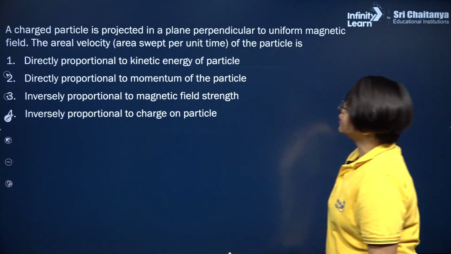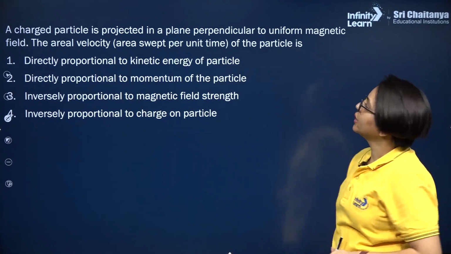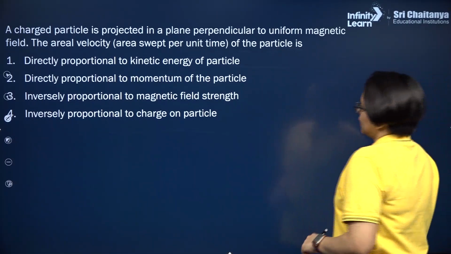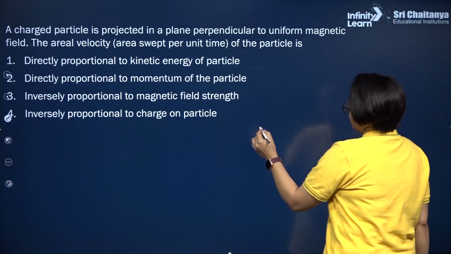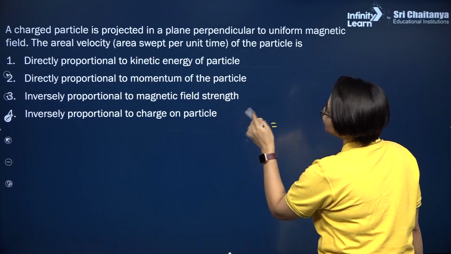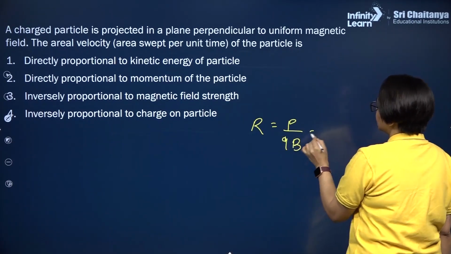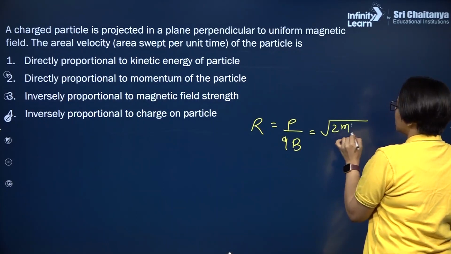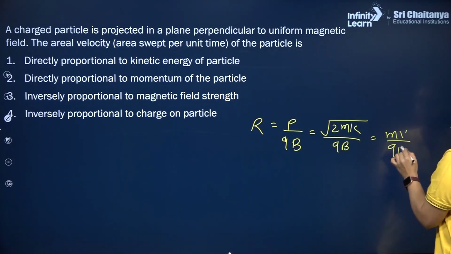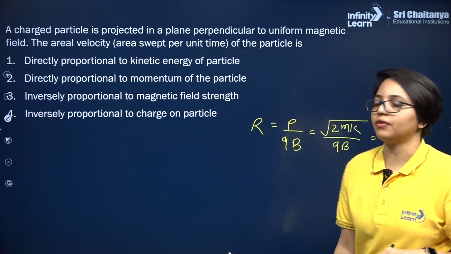A charged particle is projected in a plane perpendicular to a uniform magnetic field, the areal velocity of the particle is, that is area swept per unit time. So what is the radius? It is p upon QB, or it is under root 2 mK upon QB, or it is mv upon QB, of a particle performing circular motion in uniform magnetic field.